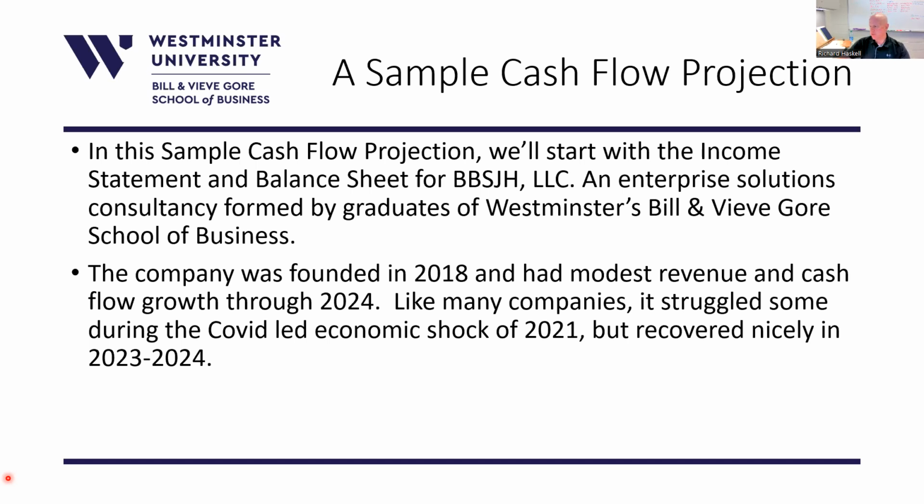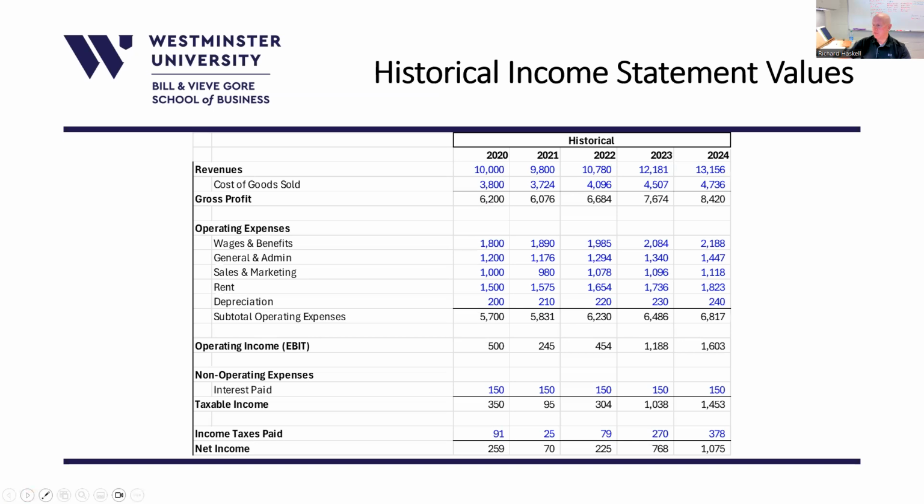The company was put together in 2018 and had modest cash flow growth through 2024. Like many companies, it struggled during the COVID-led economic shock of 2021, but it recovered nicely. So here we see the income statement for 2020 through 2024. And we can see that the company had net income of $259 at the end of 2020, $70 at 2021, $225 in 2022, $768 in 2023, and $1,075 in 2024.